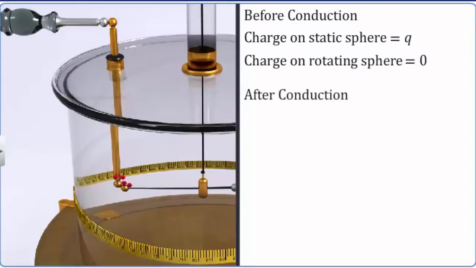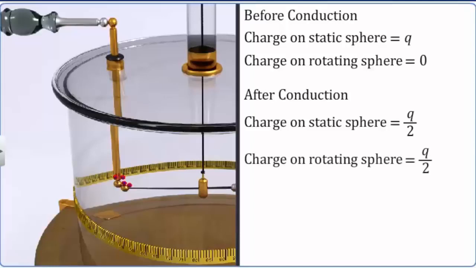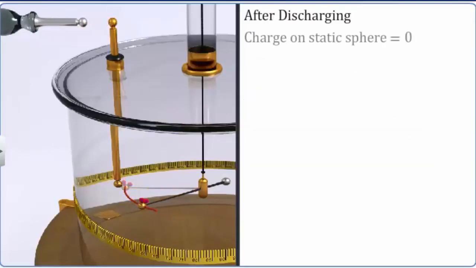Due to conduction, the charged static sphere now loses half of its charge, that is, Q/2, to the other sphere. This happens because the two metal spheres are identical in size. Now, both the spheres are identically charged, with a charge of Q/2 each. They start repelling each other since like charges repel. The measure of repulsion is the amount of deflection or the angle through which the sphere attached to the rod is displaced. The static sphere is now discharged by grounding.